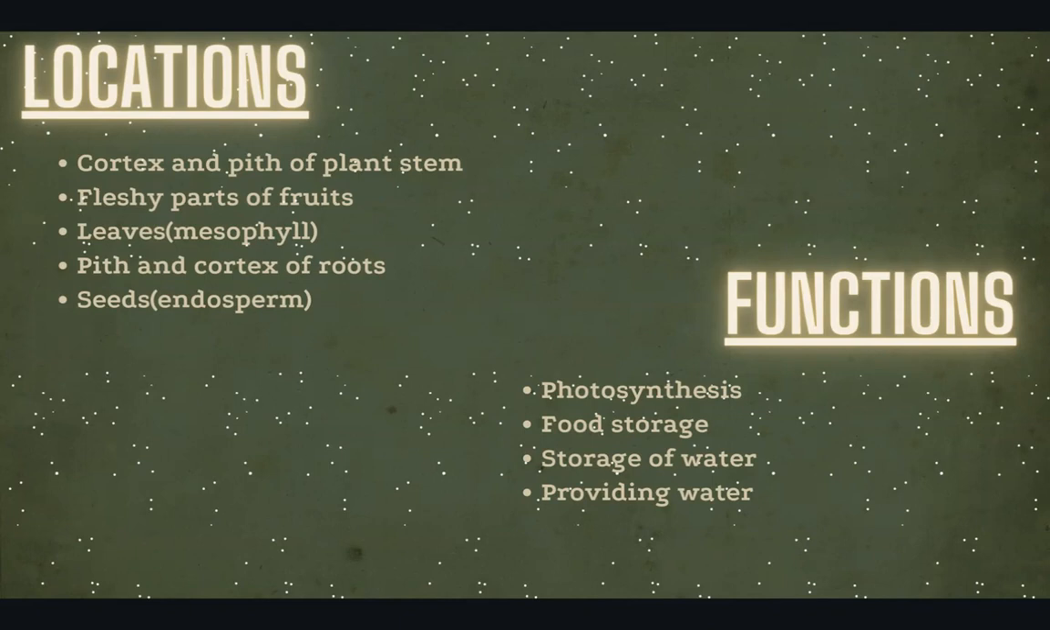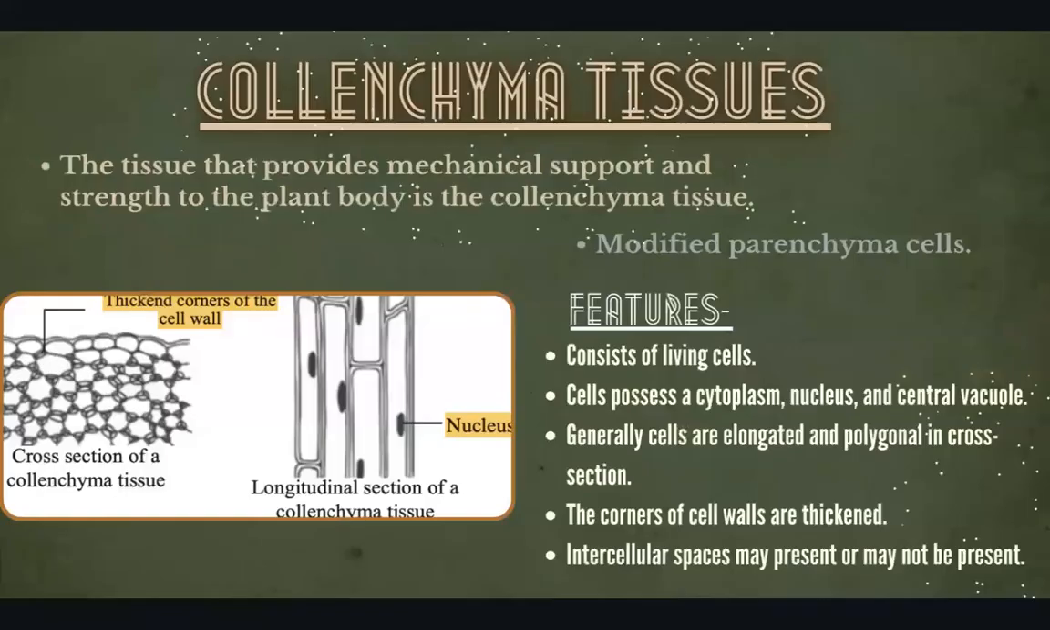Functions: photosynthesis, of course. Every type of cell does have the function called photosynthesis. And storage, yes, storage of water and providing water. Collenchyma tissues. The tissue that provides mechanical support and strength to the plant body is the collenchyma tissue. Simply, this is known as modified parenchyma cells.